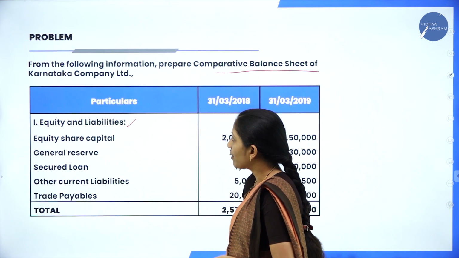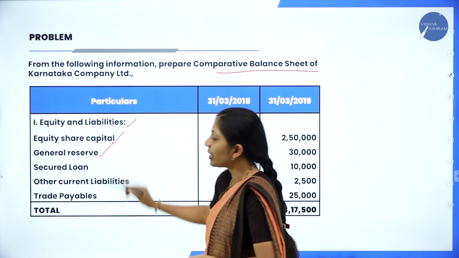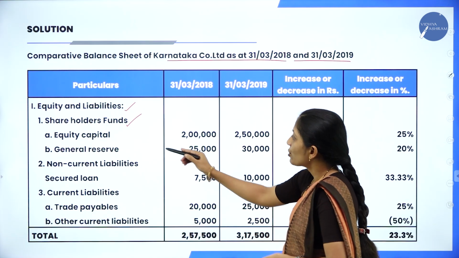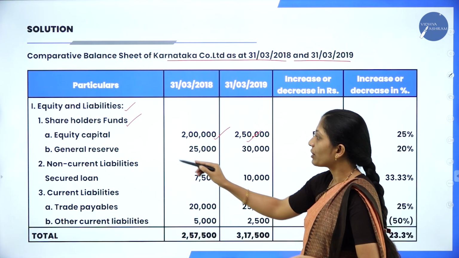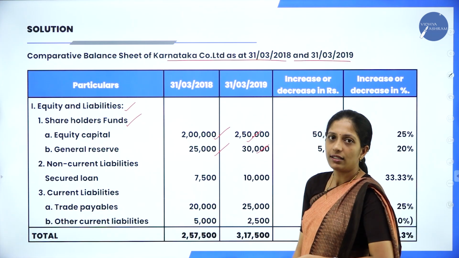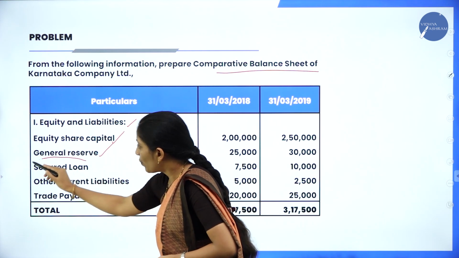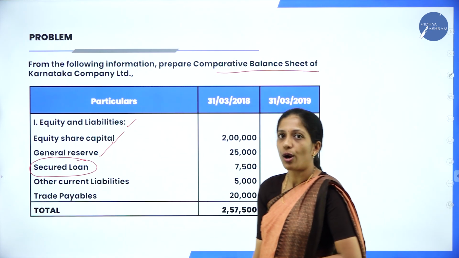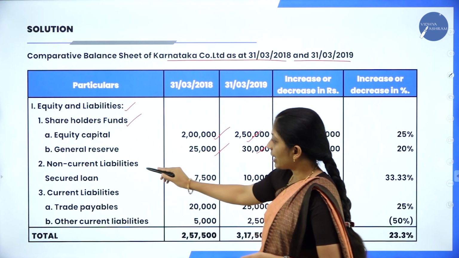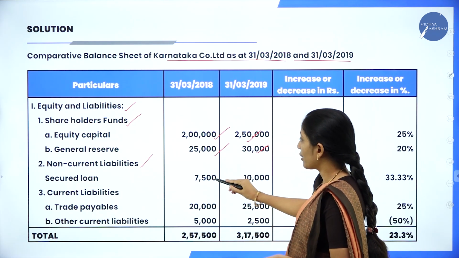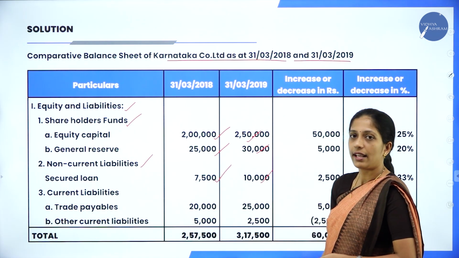So what are the things they have given? Share capital, general reserve. So we'll write share capital 2 lakh, 2 lakh 50, general reserve 25,000 and 30,000. Next, non-current liability. We have one non-current liability, secured loan. So I'll write the heading non-current liability. Under that secured loan 7,500 and 10,000.